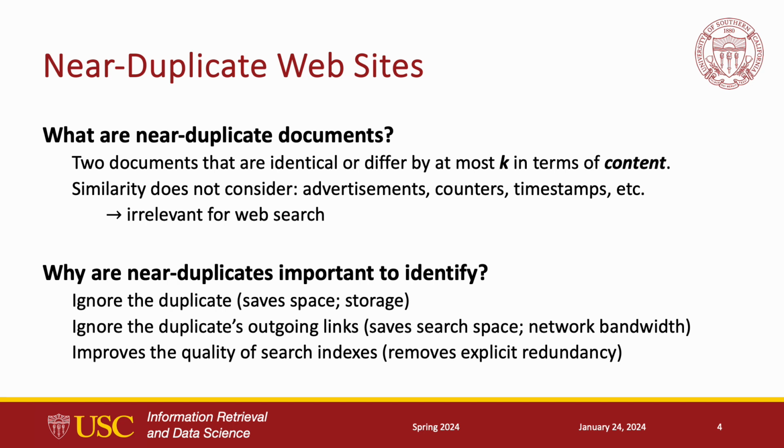It is important to identify near duplicates in order for the web crawler to choose to: 1. Ignore the duplicate, which saves space and also leads to reduced storage, which for a business may mean reduced hardware cost. 2. It could also ignore the duplicate's outgoing links, which saves the search space. This leads to reduced network bandwidth. 3. Also, this improves the quality of search indexes because it removes redundancy, which leads to better quality indexing for the search engine, as the user does not have to filter through duplicate results for their data.